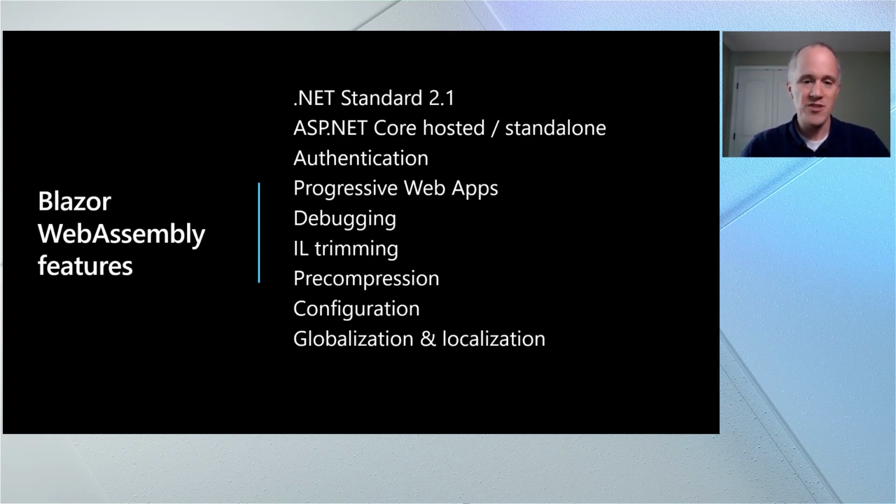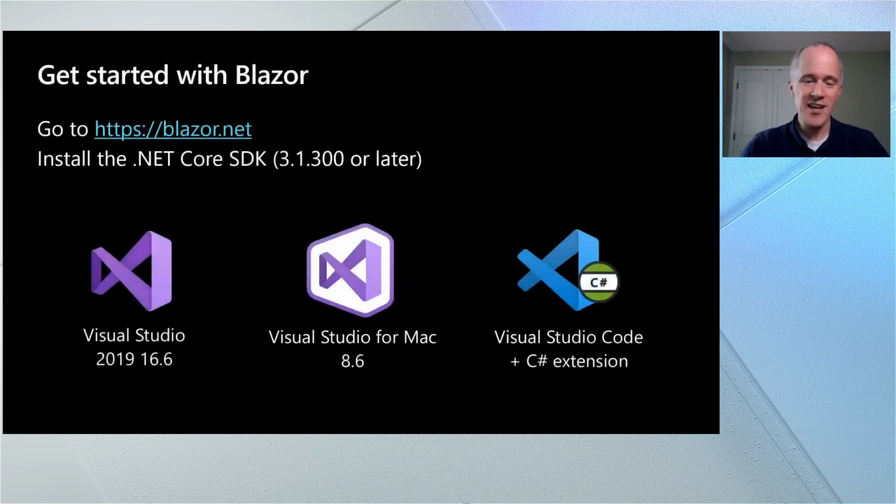When you publish your Blazor WebAssembly app, any unused code is automatically trimmed to dramatically reduce the download size of the app. We also aggressively pre-compress the published app to reduce its size even further. You can configure your Blazor WebAssembly app as well as localize it so it's ready for a global audience. It's easy to get started with Blazor. Just go to blazor.net and then download and install the latest .NET Core SDK, version 3.1.300 or later. You can then build your app using Visual Studio for Mac, or Visual Studio Code with the C# extension.